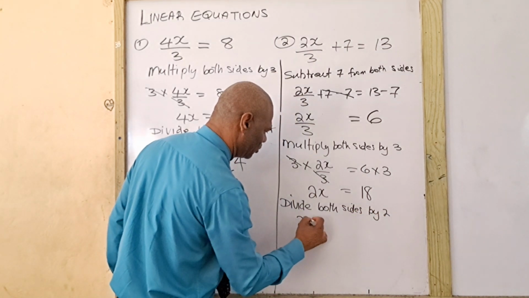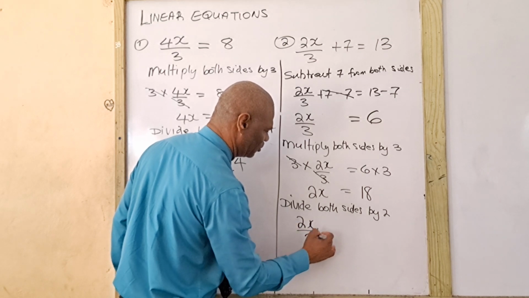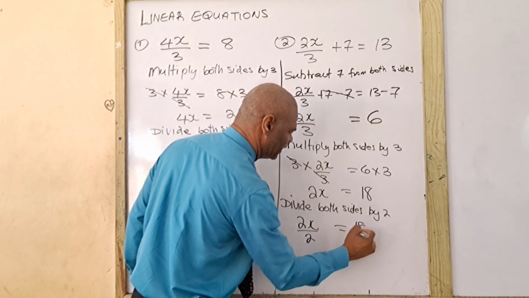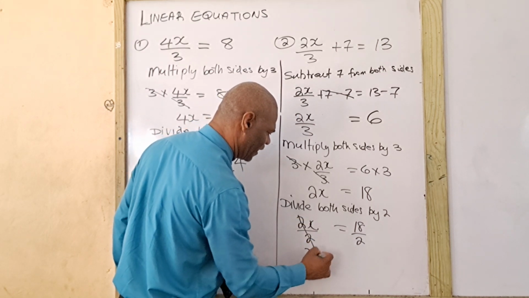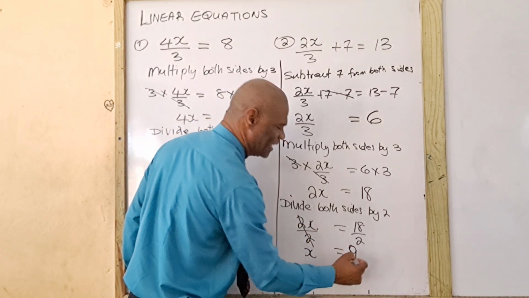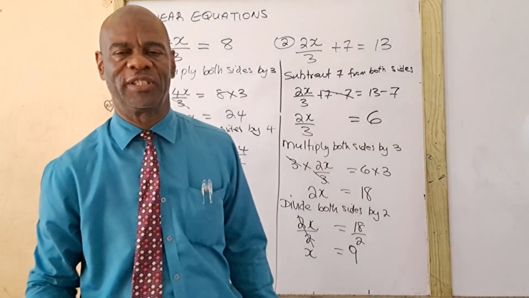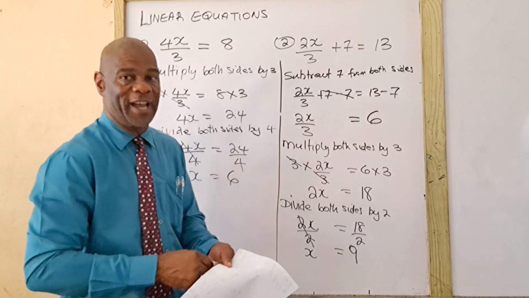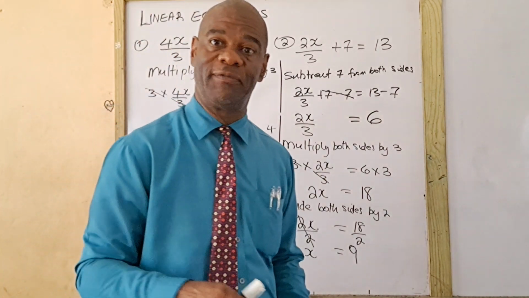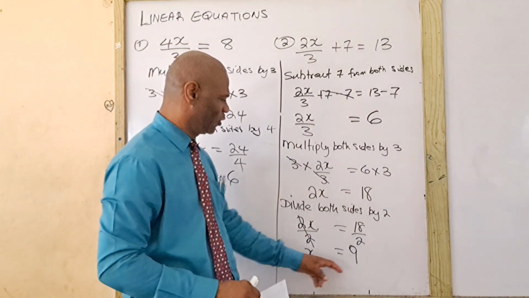So we'll have 2x divided by 2 equals 18 divided by 2. Alright, 2 into 2 is 1. We are left with x equals 9. Alright, so x is equal to 9. Now again, we need to prove to see if our answer is correct by doing what? By substituting the value of x in the equation.